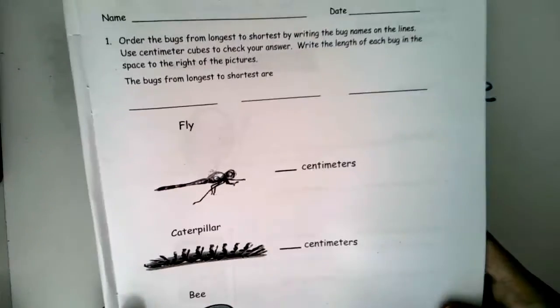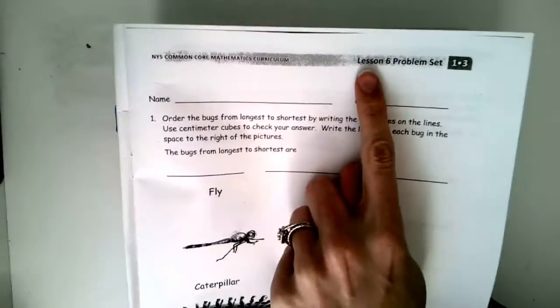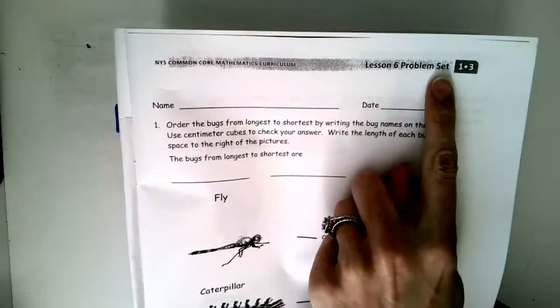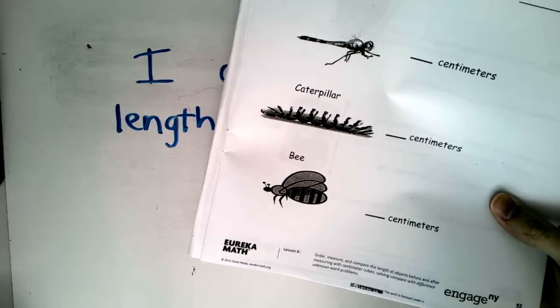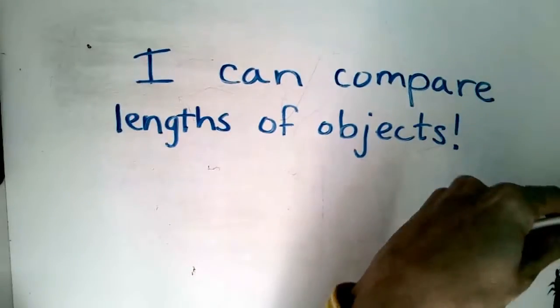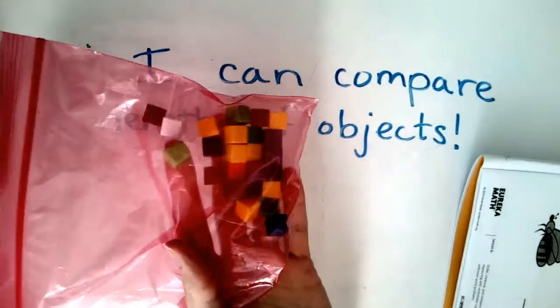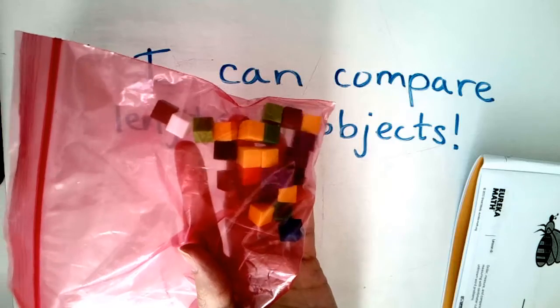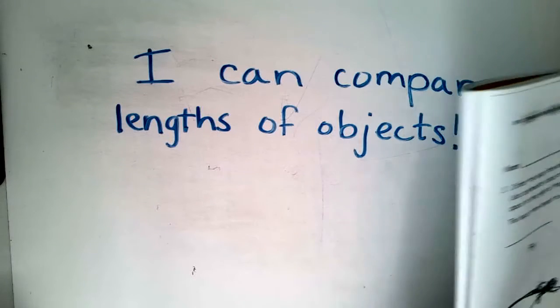I have my Module 3 math workbook with me today, and you should too. I'm on the page where it says Lesson 6 Problem Set, and I will see a picture of a fly, a caterpillar, and a bee. We'll want that page and also a pencil to write with, and the other thing we will want are our centimeter cubes. So, we have our centimeter cubes and our math workbook. I'm setting both of those things off to the side for just a moment.